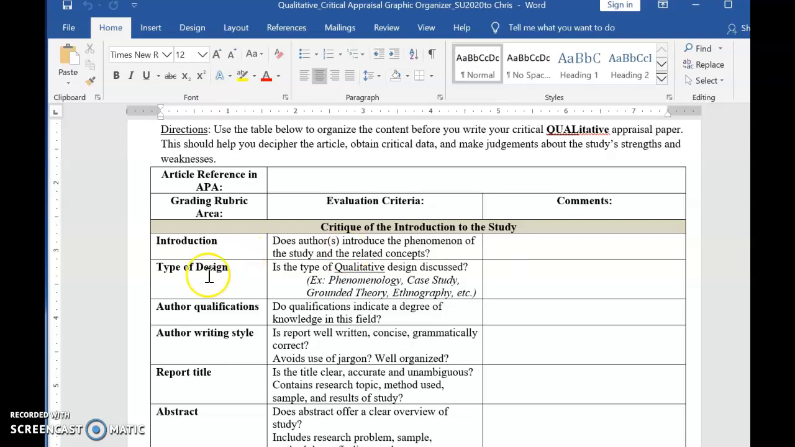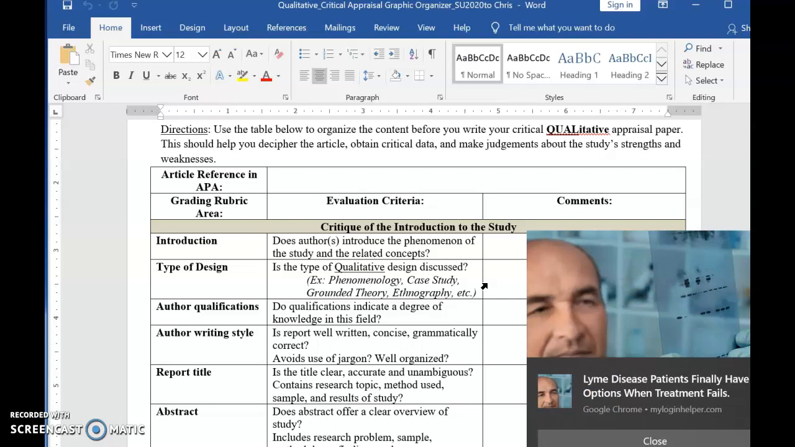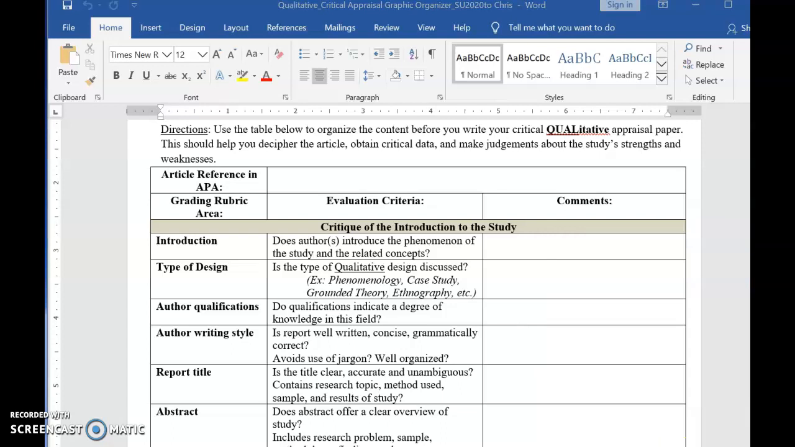The next question is the type of design. In the beginning of the paper, you should be able to find out what kind of qualitative design this is. The authors may say it's qualitative, but they may not say what specific type of qualitative design it is. We gave you some examples here, and of course these are in your book. As you critique your paper, you should have your book open to these chapters. The types of designs could be phenomenology, case study, grounded theory, ethnography.